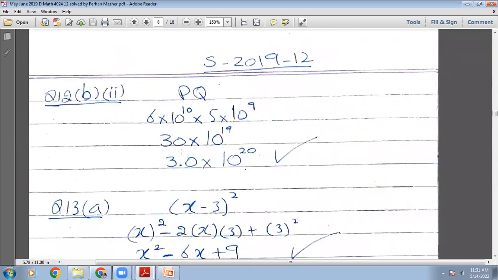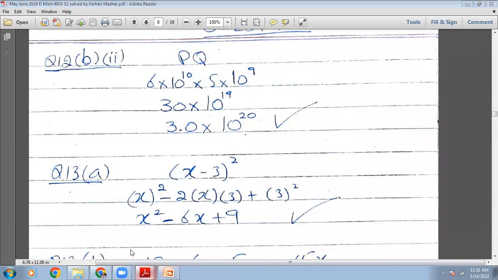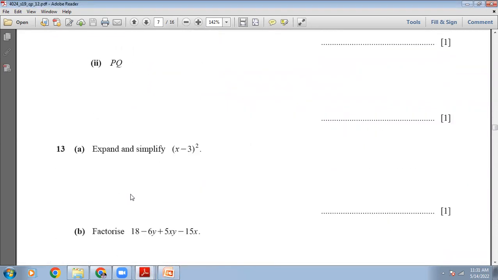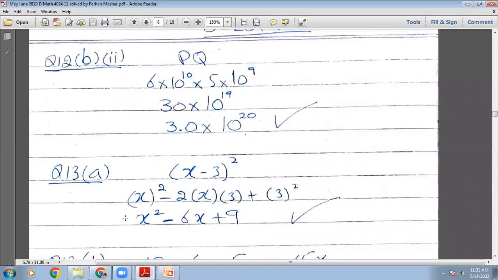Okay, so we are going to the next question, and that is the B part, where he says, multiply P and Q. So here you have two numbers in standard form. You have to multiply them. This multiplication or division is very simple. Here you don't have to make the exponents the same. So 6 multiplied by 10 raised to power 10 multiplied by 5 x 10 to the power 9. So the coefficient will multiply with the coefficient. 6 multiplied by 5, that's 30. And the exponents, because it's multiplication, will be added.